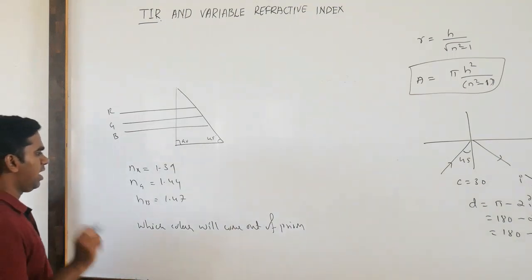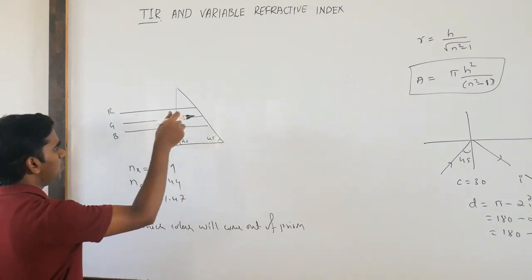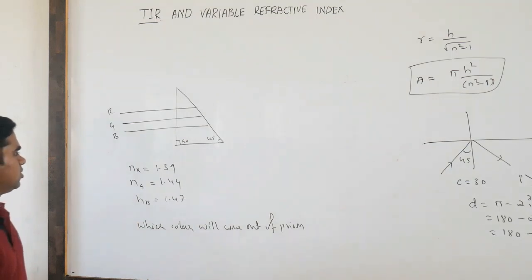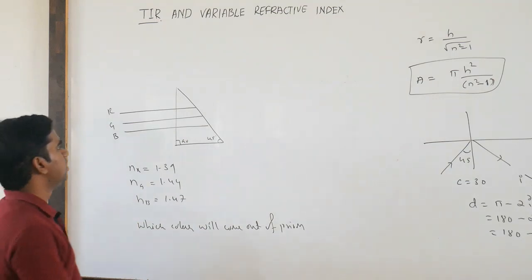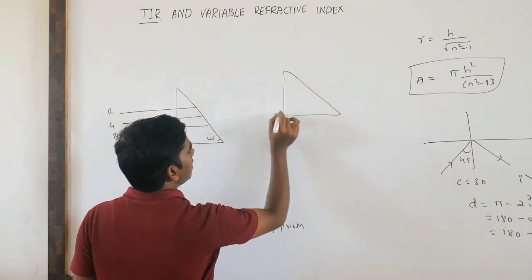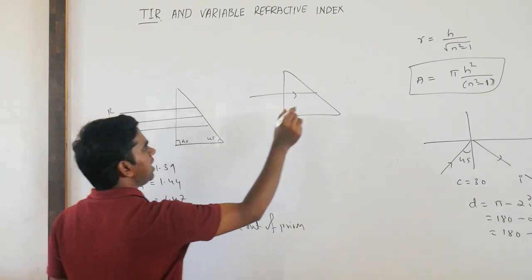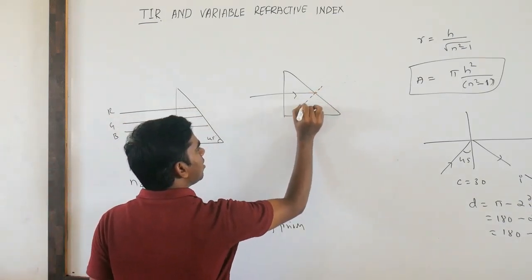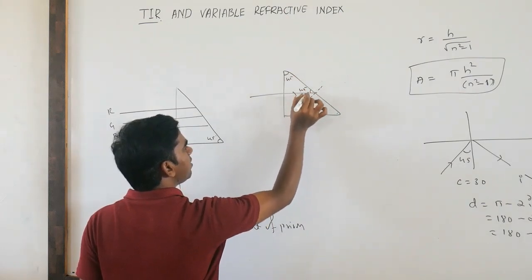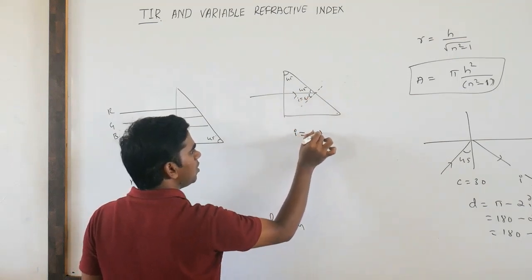Because the chance is there that one or more rays of light may get total internal reflection. Okay. So how can we do this? If I take only one ray of light, because the angle of incidence is the same for all, what will be the angle of incidence here? If this is 45, this is also 45, so the angle of incidence is also 45. So i equals 45.